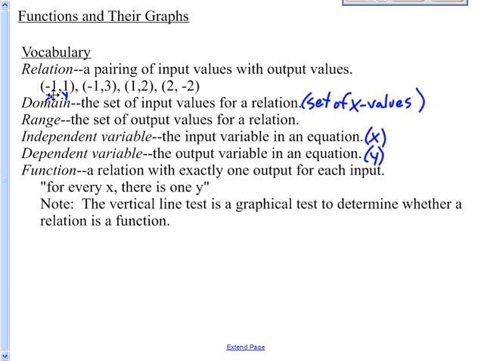And then function, we'll get to function, but not every relation is a function, but every function is a relation. And what you want to remember is for every x, there's one y. In other words, for every input, there's one output. And we have this graphical test, this vertical line test, which we'll talk about as well. Okay, let's take a look here.